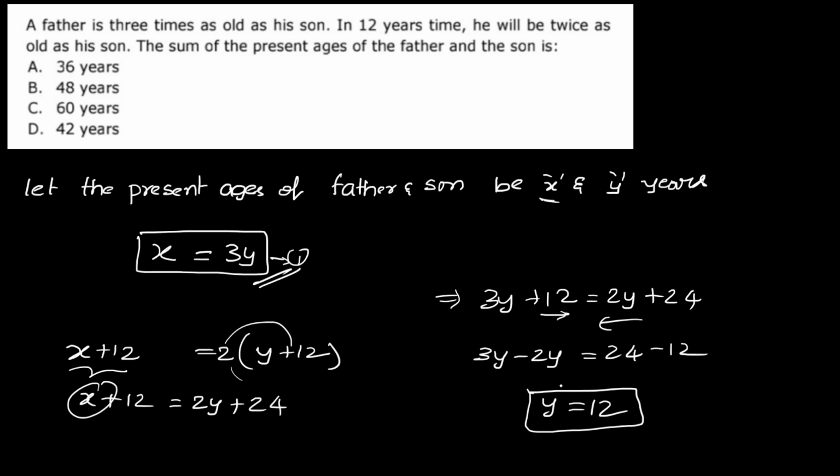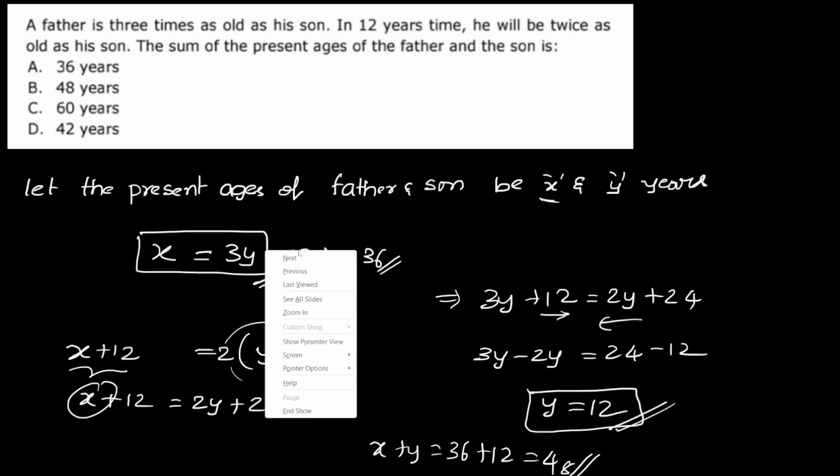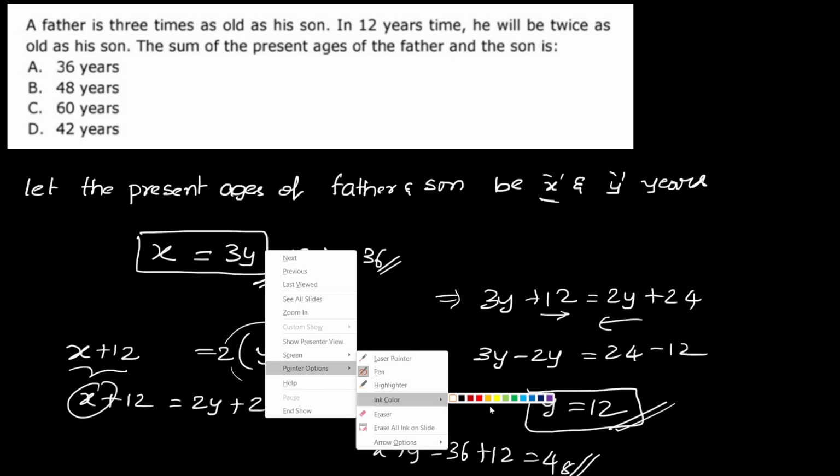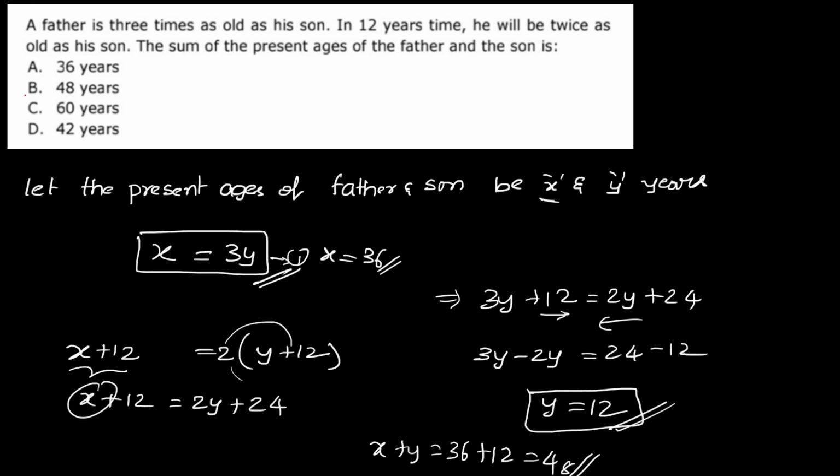Now we have to find both x and y and add. After getting the y value, we can directly substitute here. x is equal to 3 times 12, which is 36. Now what is the sum of the both ages? 36 plus 12, which will become 48. So option B is correct. Very simple.